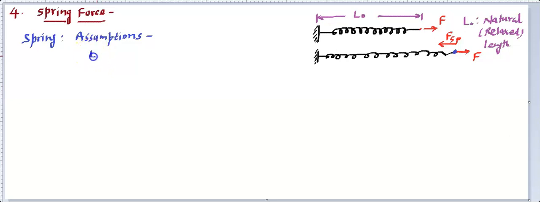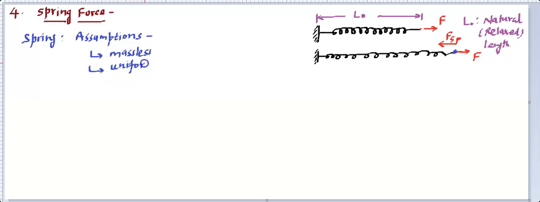Assumptions include, like one assumption is the spring is massless unless said otherwise. Spring is massless. So I'm writing it short, it's massless. We also assume that it is uniform.